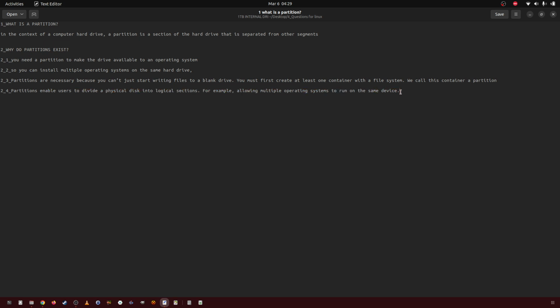So a partition is basically a computer's way of saying, here is an area of the hard drive. Here's where it begins. Here's where it ends. It's just a way of coordinating the information space on a hard drive.